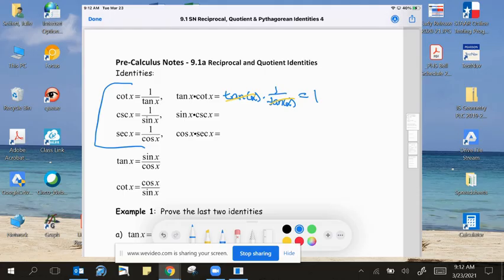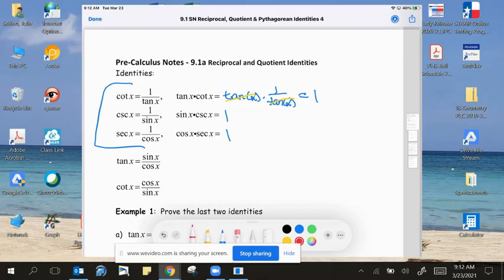Cosecant is equal to 1 over sine. So cosecant x and sine x are reciprocals. Again, if those are multiplied together, sine x times cosecant x, that result is 1. Secant x is the reciprocal of cosine. So secant x is 1 over cosine x. Then when cosine x and secant x are multiplied together, that result is 1.